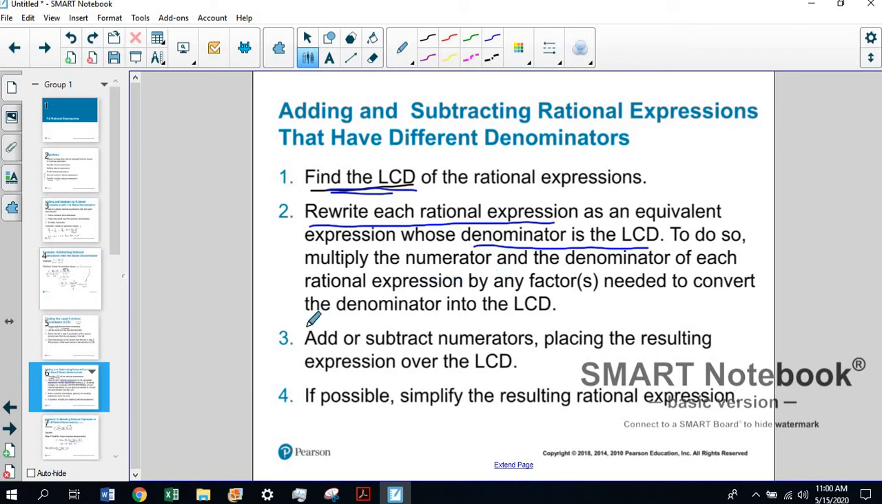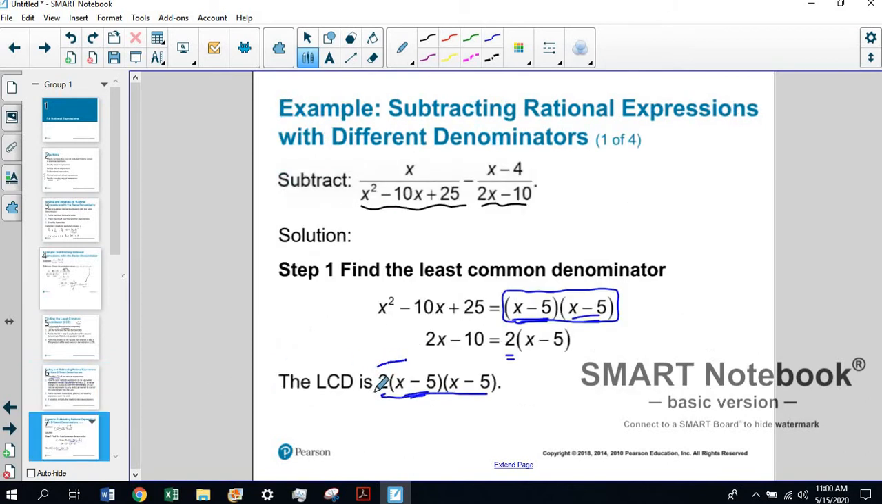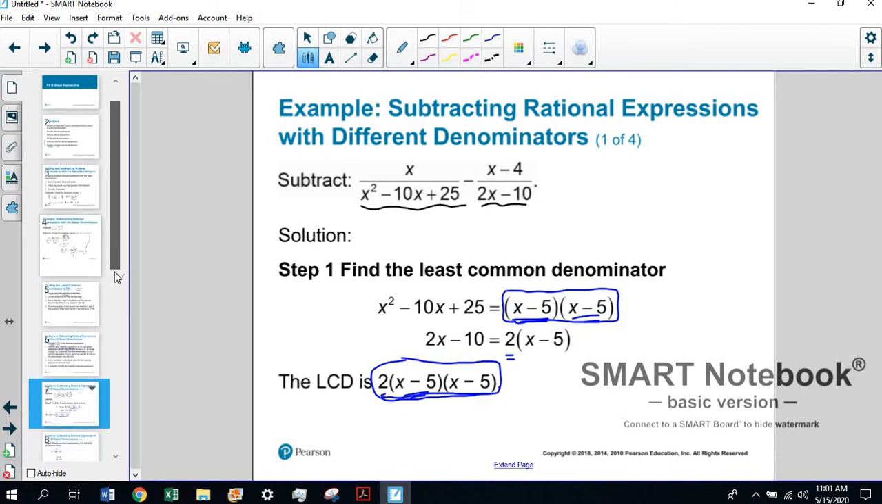Well, how do you do that? You can't just multiply stuff. You can't just change the denominator. That doesn't work, right? So what do you have to do? You have to multiply the top by the same thing that you do to the bottom, okay? So let's go back. Our lowest common denominator is 2x minus 5 times x minus 5, okay?